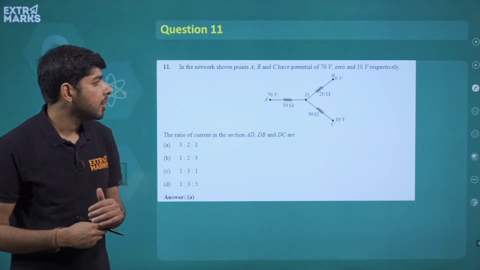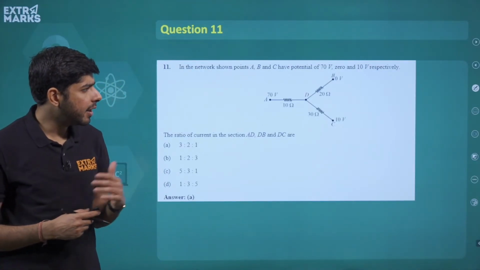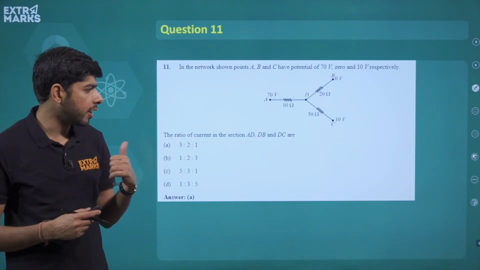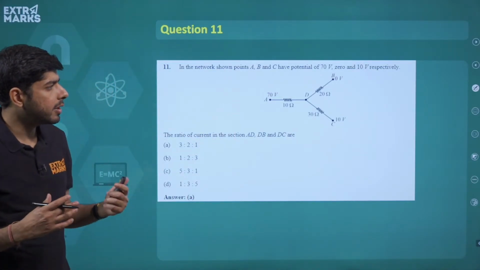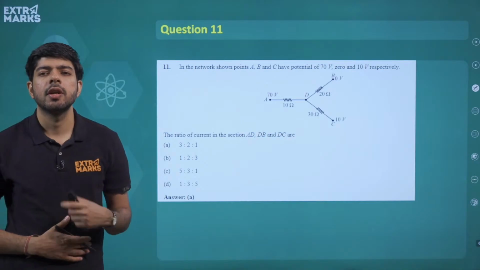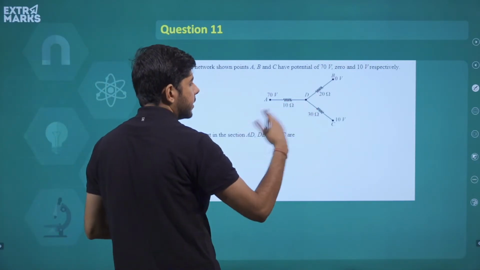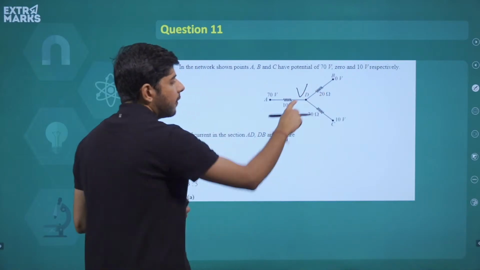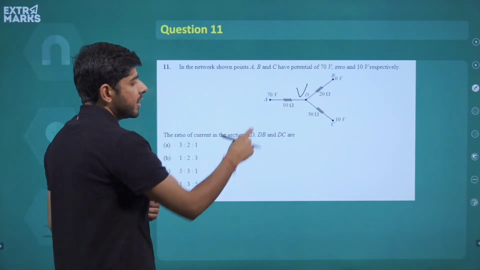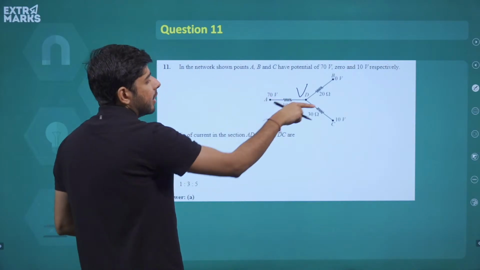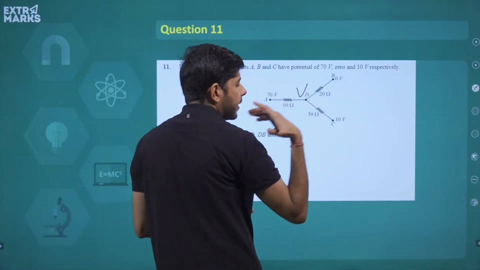Alright, let's continue. Okay, so what are they asking here? They are asking the ratio of currents in this. How do we solve this question? This question is based on KCL. Basically the total current coming should be 0. Let's say the potential of D is V. What is the current coming towards D? We know the current is V by R.